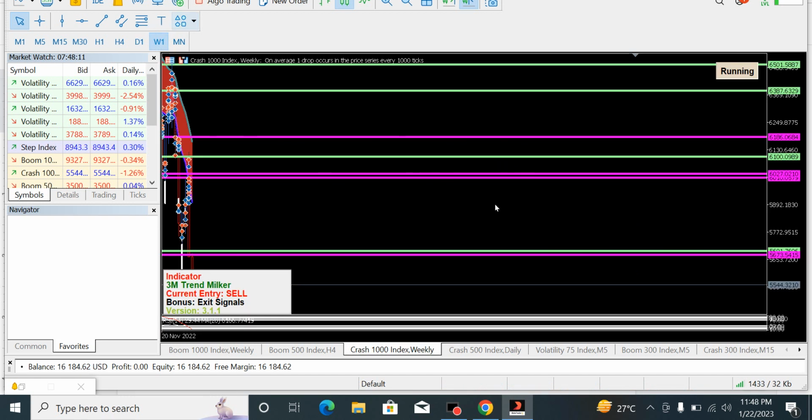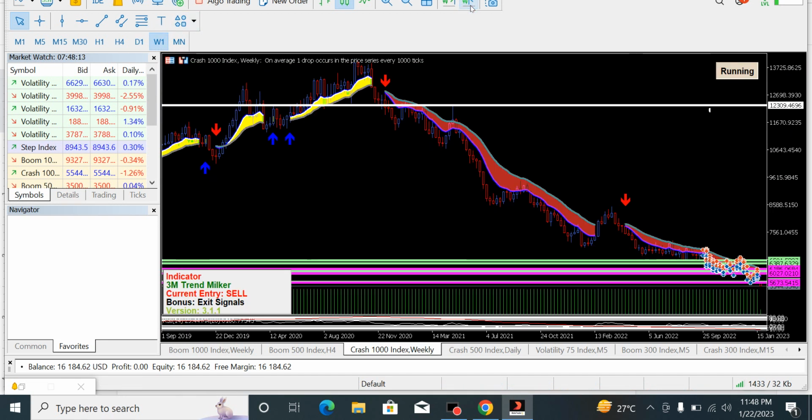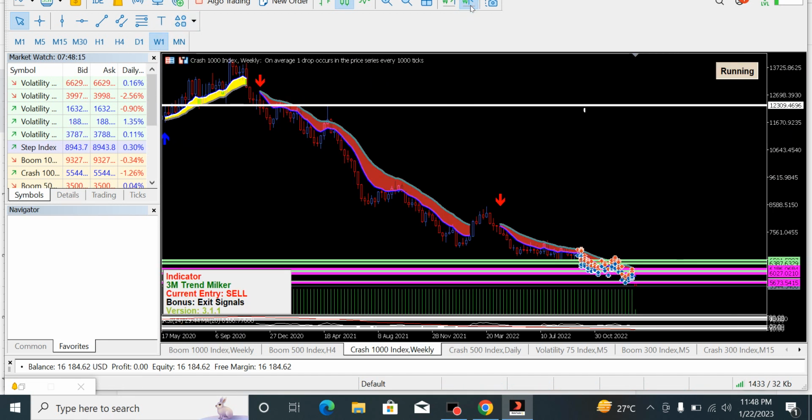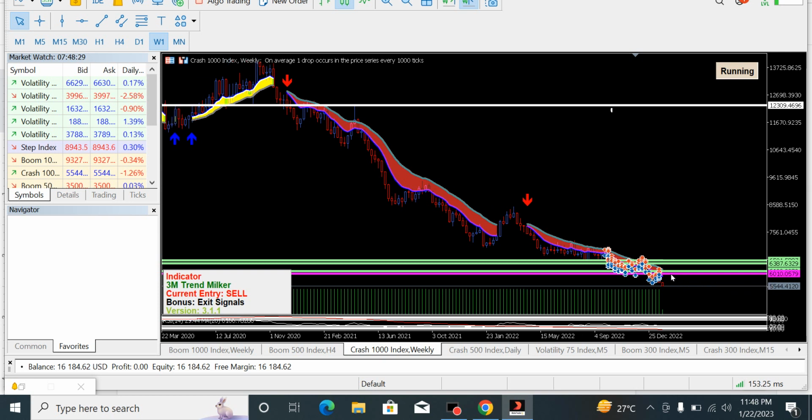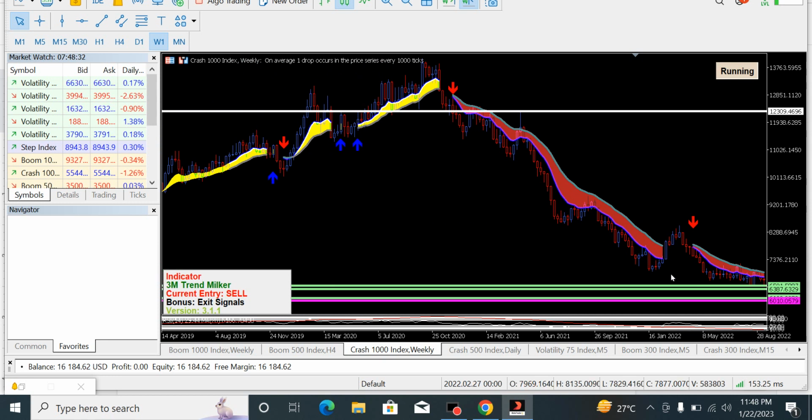Let me go to a weekly time frame so that we can see what is happening right there. Wow, this is too jam packed. Let me just try and delete some horizontal lines so that we can have a clearer look. I think this is cool enough. Let me take it backward.